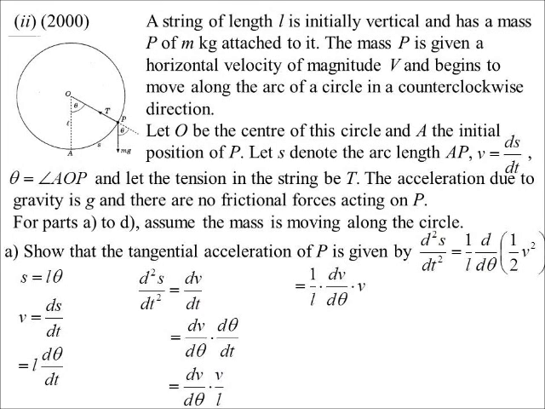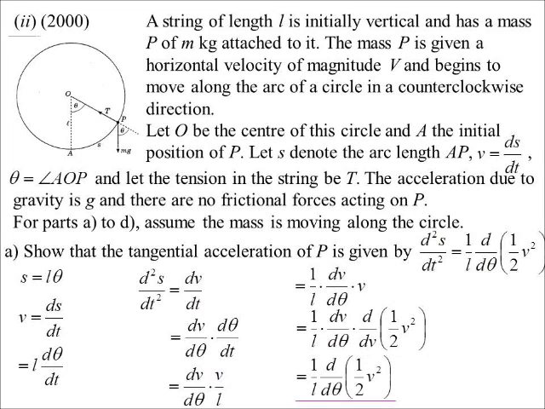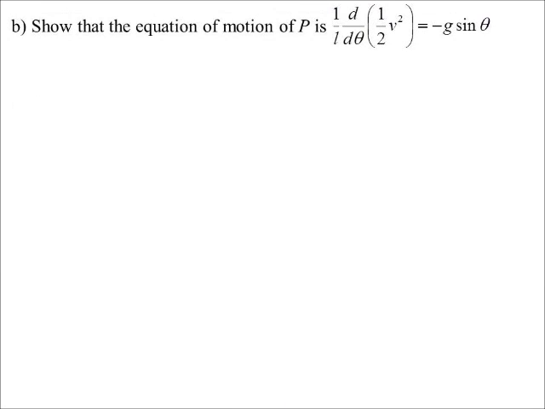I can factorise that out. All I now need is the d/dθ of a half v squared. But v, of course, I can rewrite as d/dv of a half v squared. The dv's cancel, and so there it is, 1 on L d/dθ of a half v squared. So the equation of motion of P is given by that. Lovely expression. So what we've just proved is going to equal minus g sin θ.